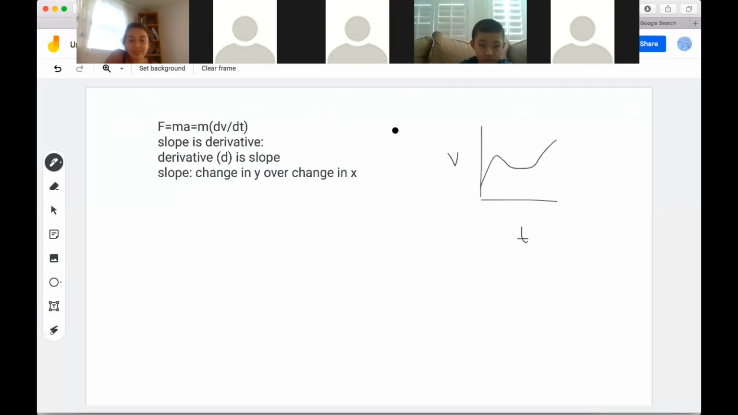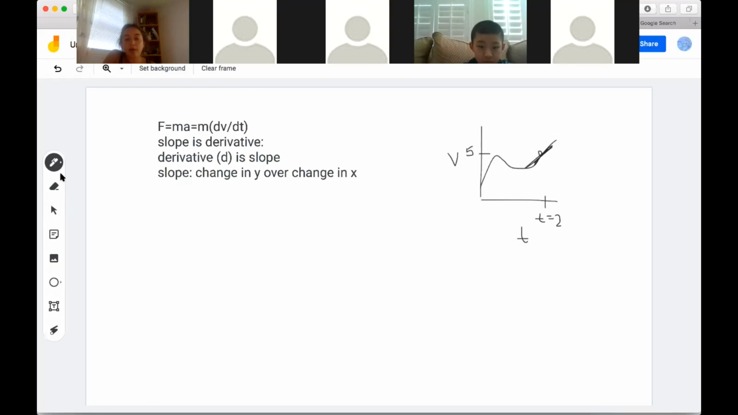So the derivative of velocity is acceleration. So basically we want to find the slope. Let's say right here is t equals 2 seconds. So we can label it as a point here. Here we know the velocity, let's say it could be 5 meters per second. But in F equals ma, we need to find the acceleration, which is the change in velocity over change in time, which is also known as a slope. So here we would just find the literal slope right here. And that's basically how it works.